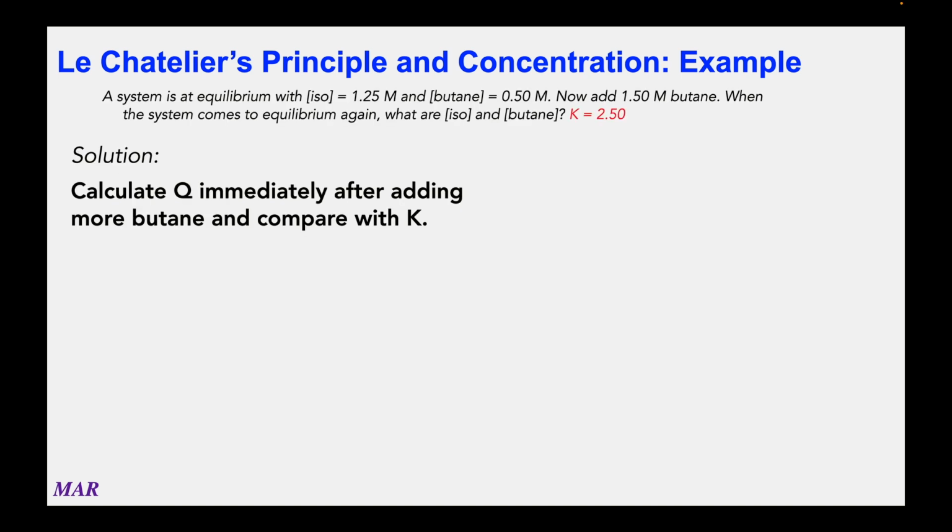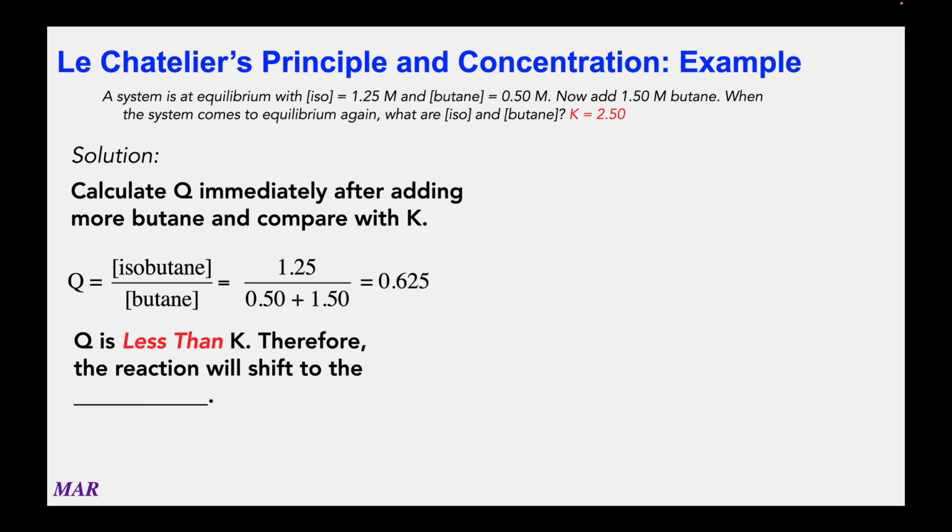Q is products over reactants. Now in this case, the product is still 1.25, but the reactants will be the initial 0.50 plus 1.50. So when you do the math here, Q comes out to be 0.625. Remember, K is 2.50, so Q is certainly less than K.